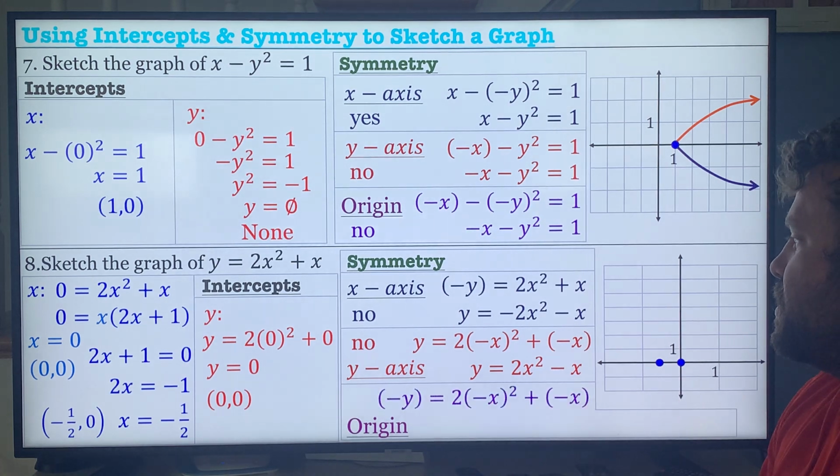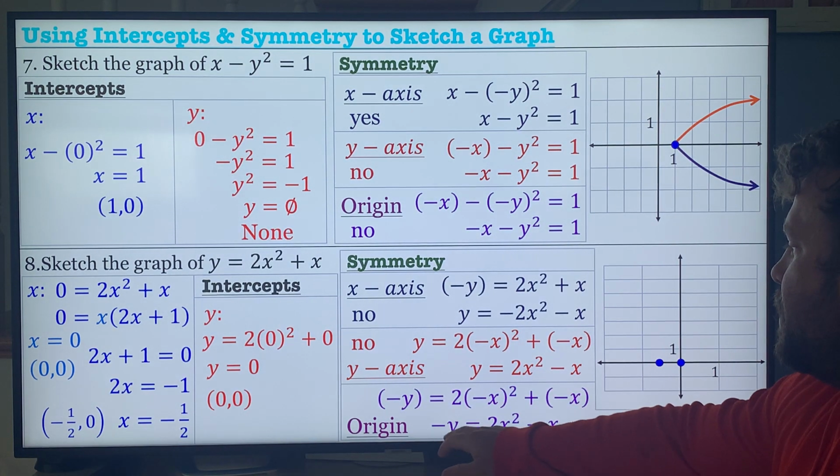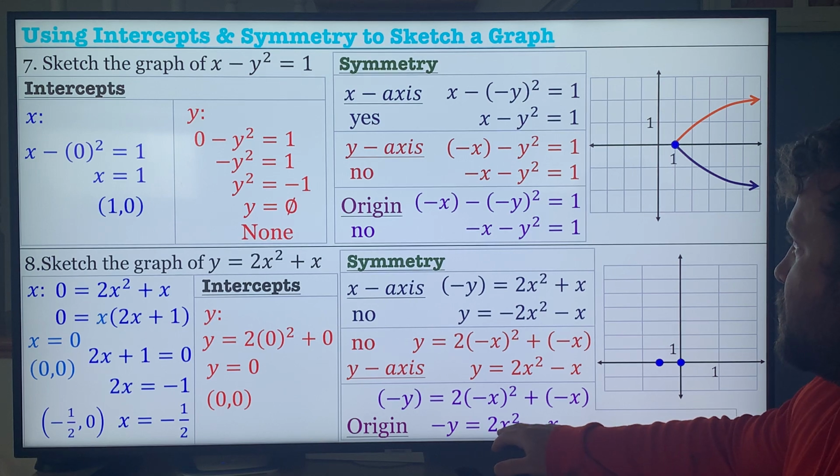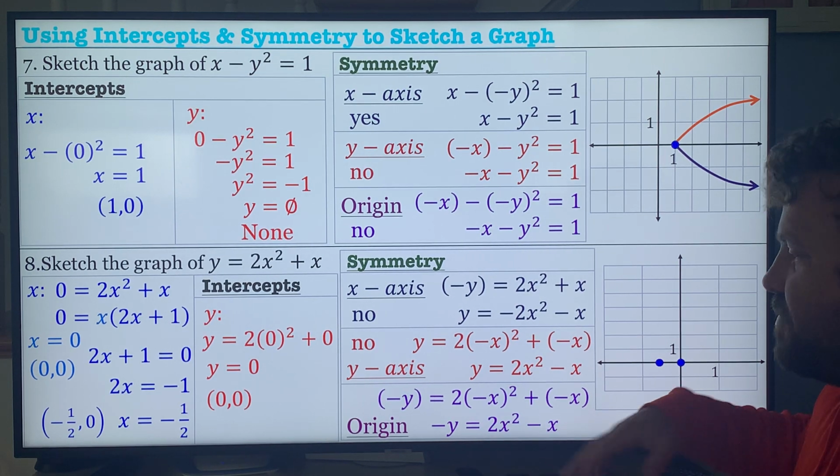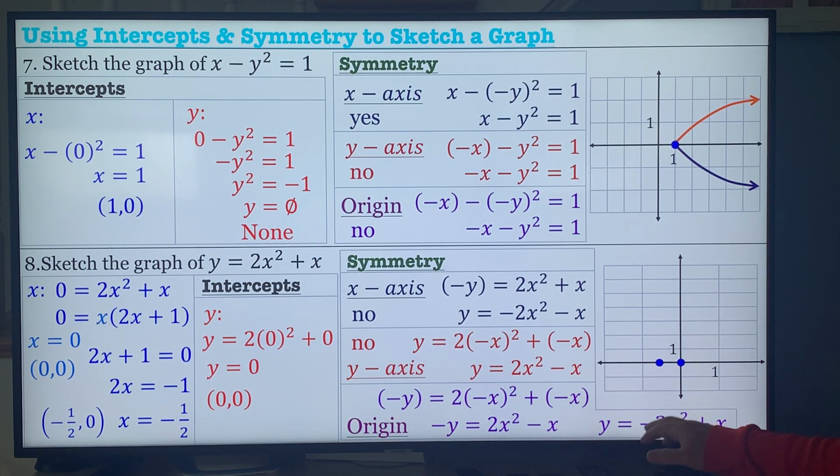And then you do the origin, negative y and this stuff. You get negative y equals 2x squared minus x. Different, same, different. No. So if I want to change it around, y equals negative 2x squared. Notice the sign's different. It is not symmetrical about the origin. So your problem doesn't necessarily have to be symmetrical.